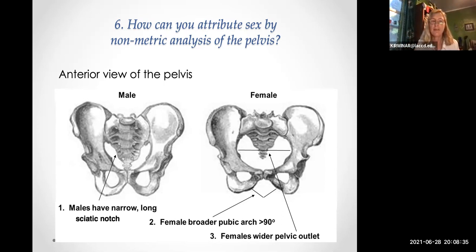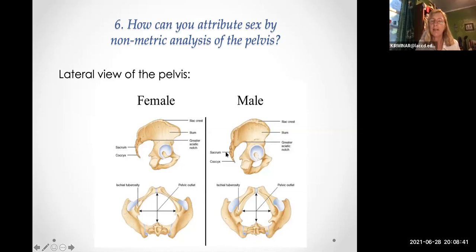So in summary, one, look for the sciatic notch. Males have a narrow sciatic notch and each side is parallel. So it's like a long, narrow U. And females have a wide, rounded parabola sciatic notch.